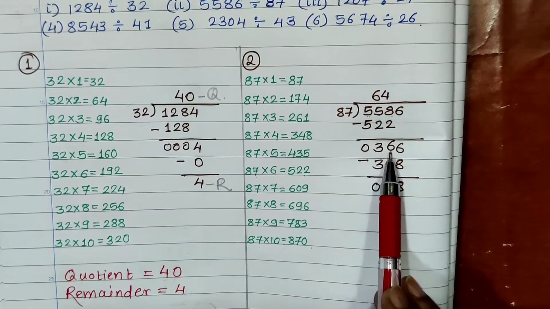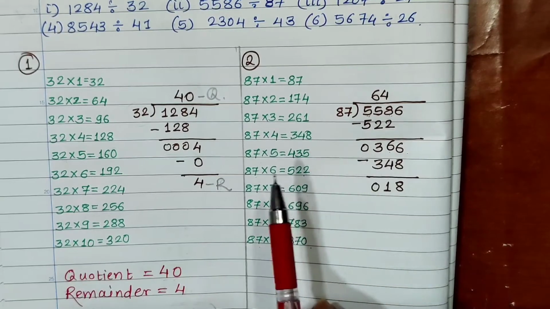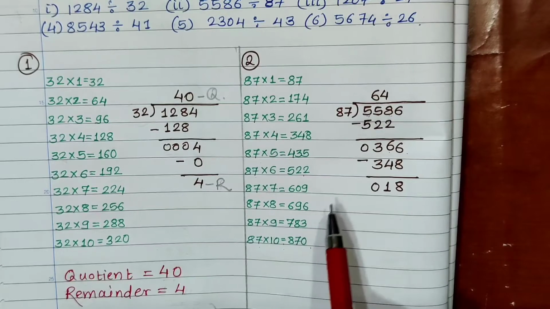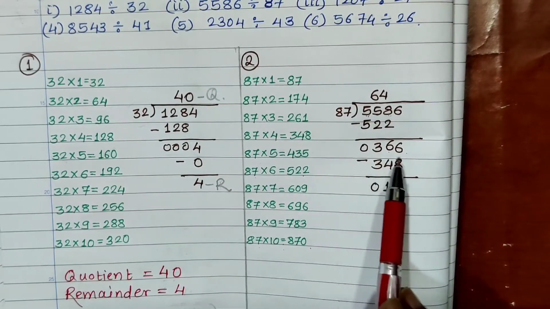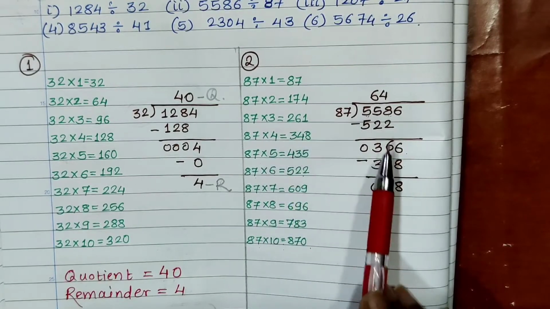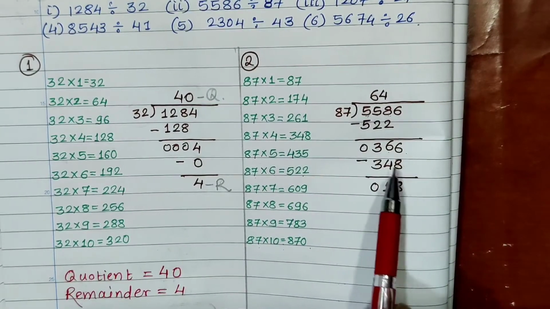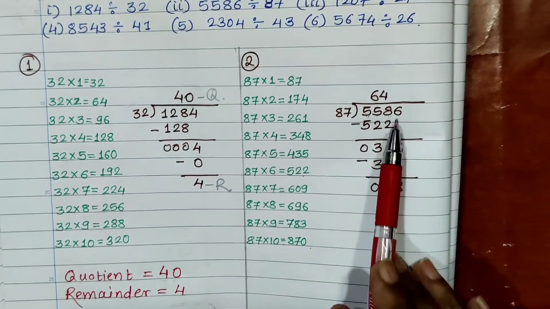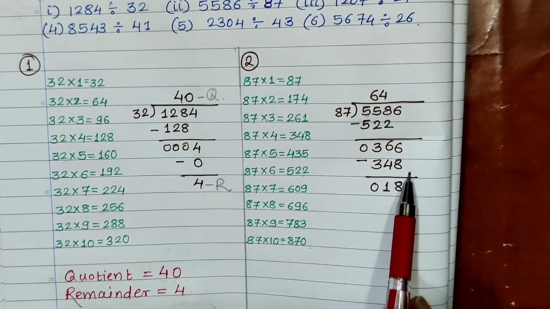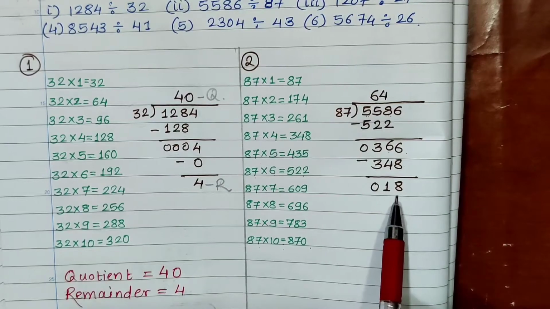Then we have to check whether 366 is there in the table of 87. No, it is not there, as we all can check here. But the number which is close to 366 is 348. 87 4s are 348. And this step is completed because 6 is the last digit which we have written in the second step. So second step completed, and remainder we got 18.